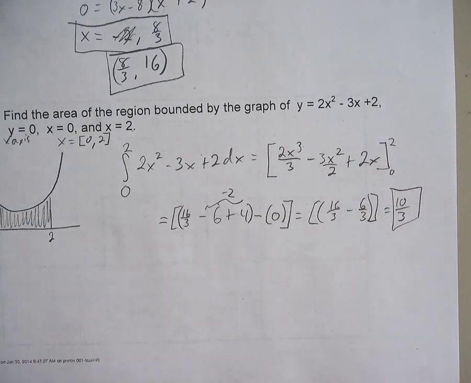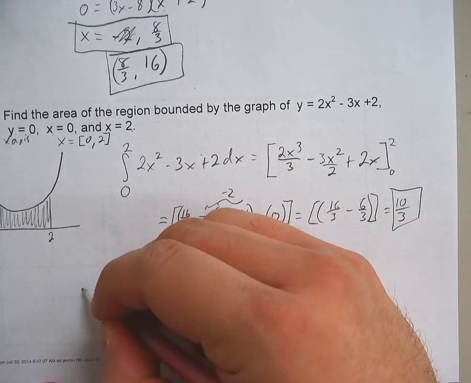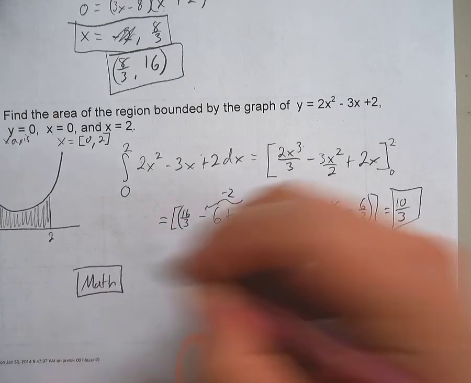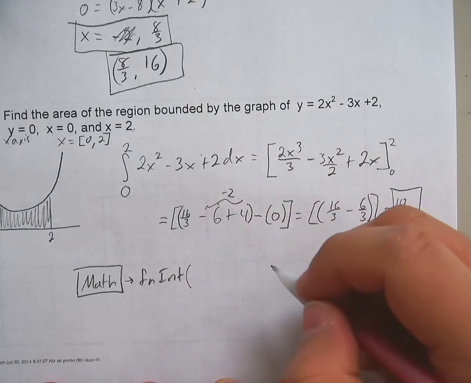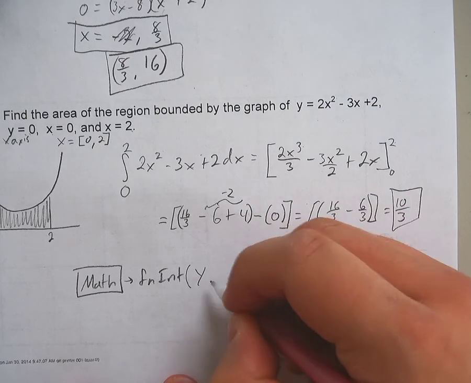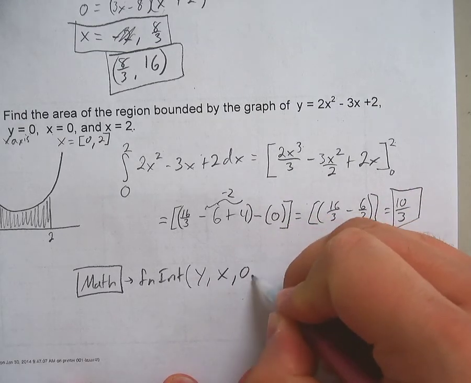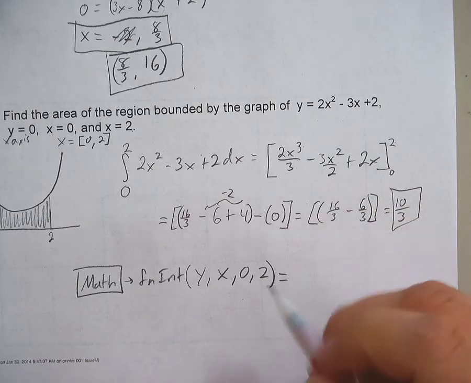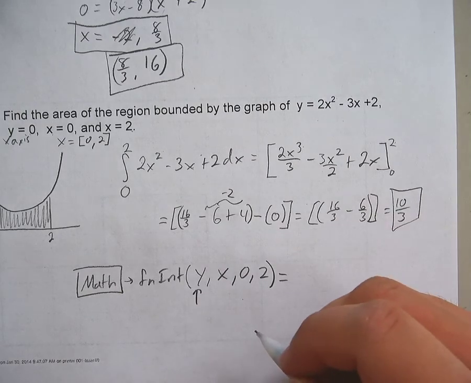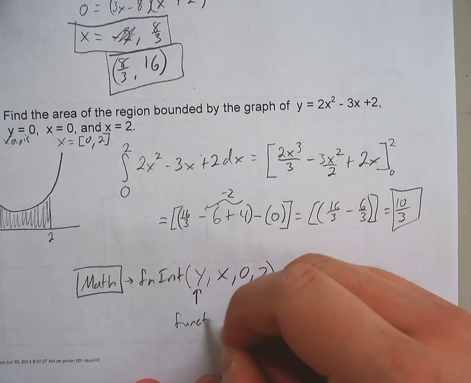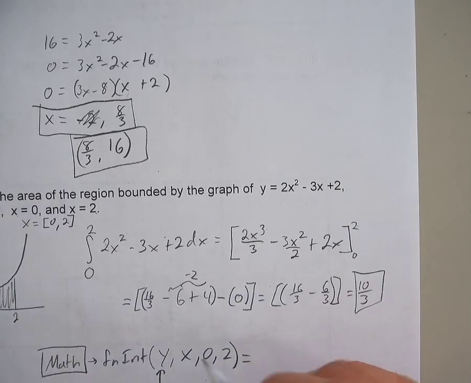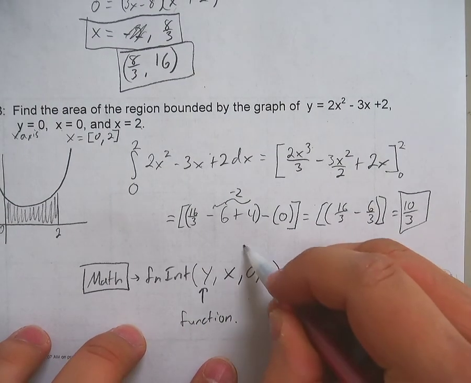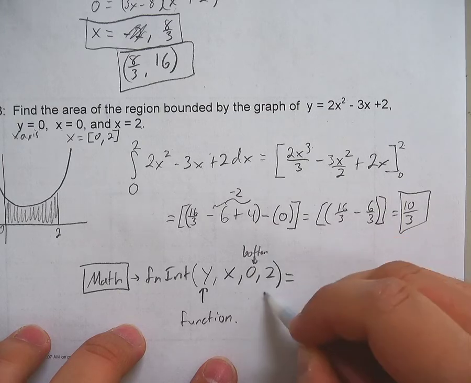Now, really quick refresher on calculator stuff. Let's punch it into calculator. So we're going to do, again, this is the math button. You're going to choose the option for fnInt. And your function goes in right here. So I'm going to do it this way. It's going to be y, comma, x, comma, 0, comma, 2. And this y right here, this is your function. Okay? And remember, this is the bottom of the integral here, and the top of the integral here.